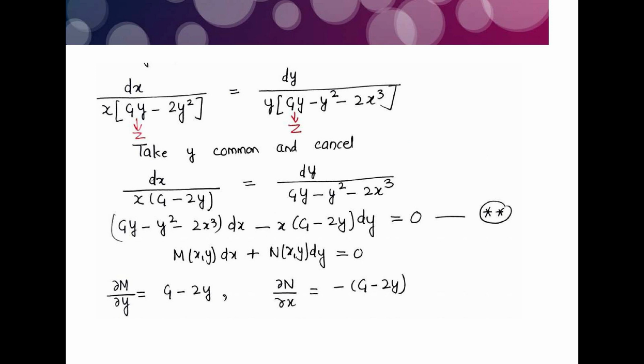Now substitute the value of z in the first two ratios with dx and dy. So z is c1y. I have marked the position of z with red. Now if you see the first ratio with dx, we can take a y common from the denominator and cancel out. After cancelling y, we get dx upon x times c1 minus 2y. This is equal to dy divided by c1y minus y square minus 2x cube.